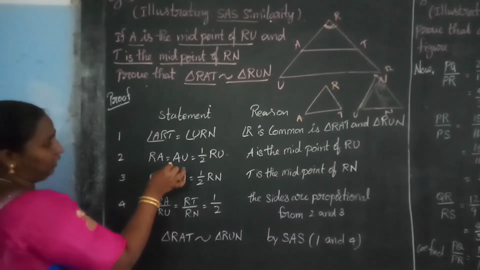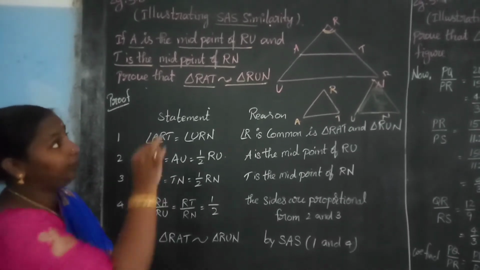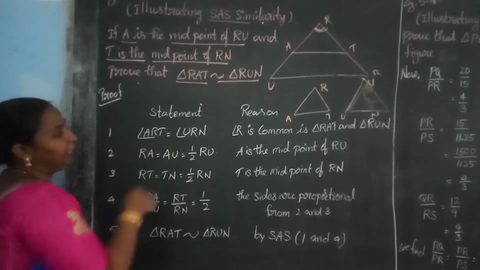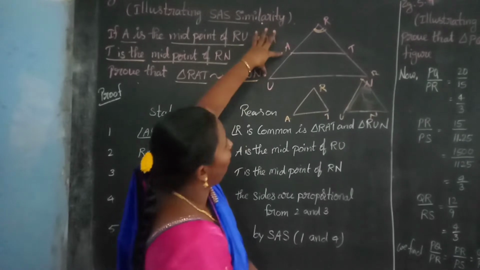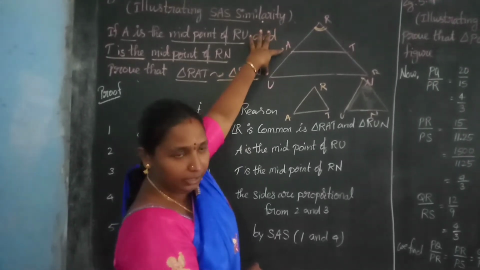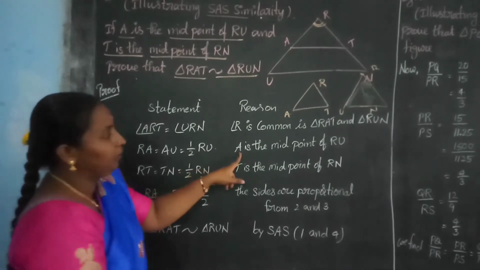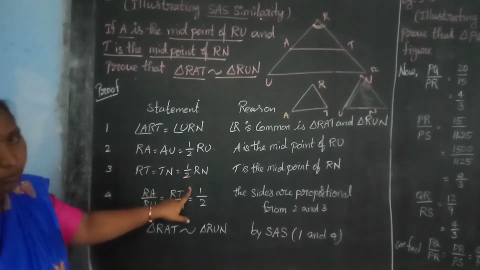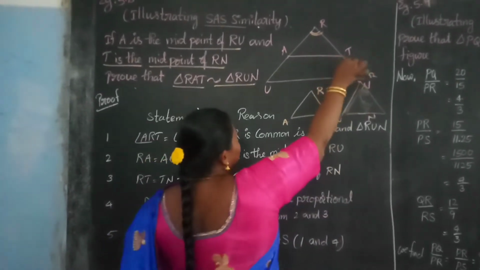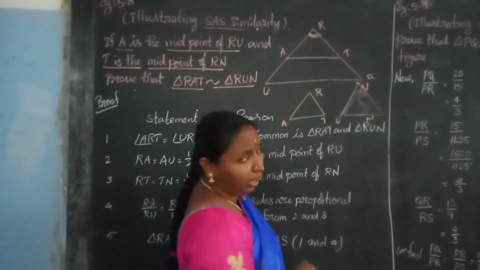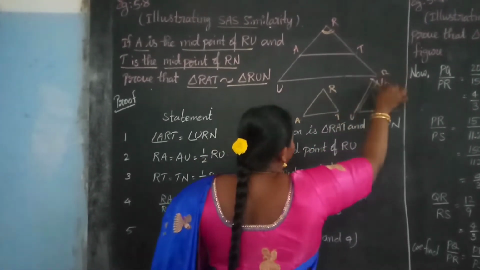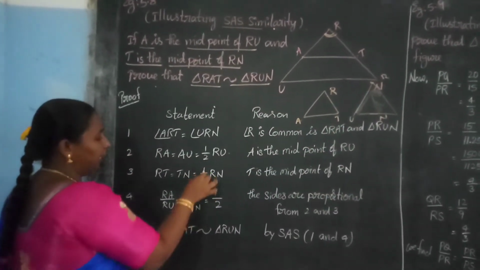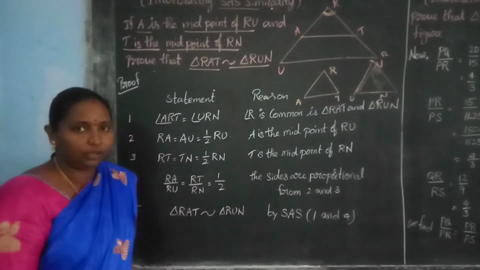Next, they have given RA is equal to AU because A is the midpoint of RU. Then RA equal to AU, which you can write as 1 by 2 RU. So in this RU, half of that RU is AU. Am I right? So you can write 1 by 2 RU because A is the midpoint of RU. Next, RT equal to TN equal to 1 by 2 RN. How are we writing? T is the midpoint of RN, so RT equal to TN equals half of that whole length RN. So you can write 1 by 2 RN since T is the midpoint of RN.